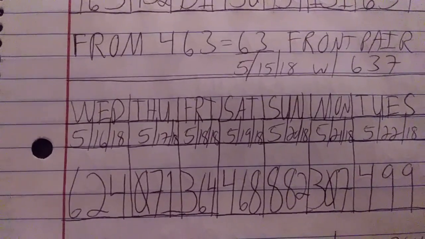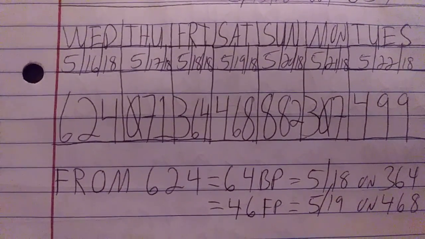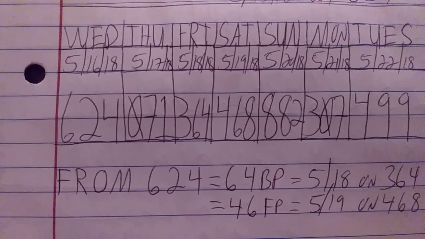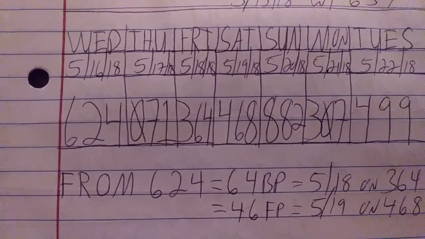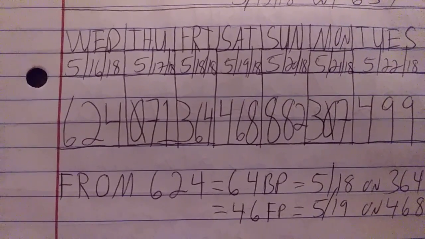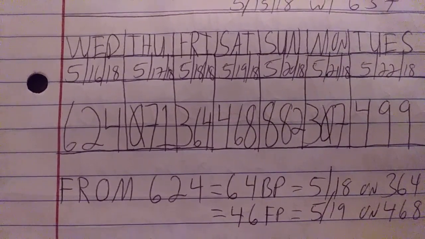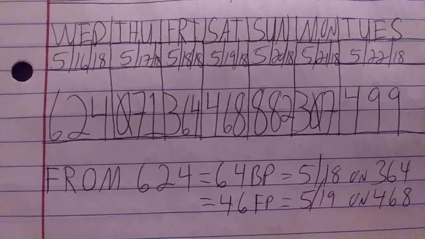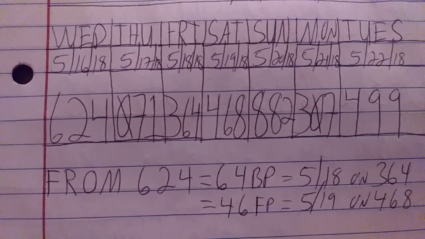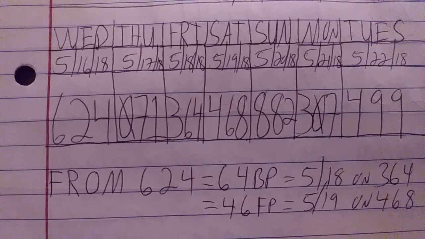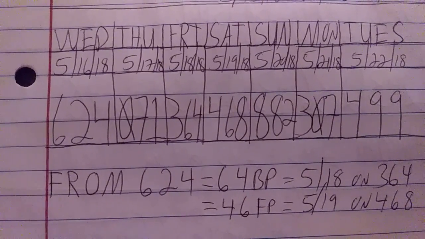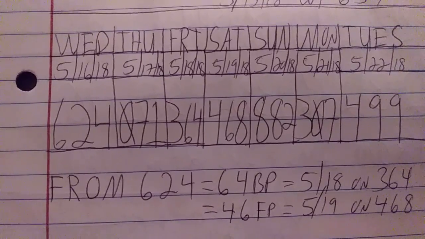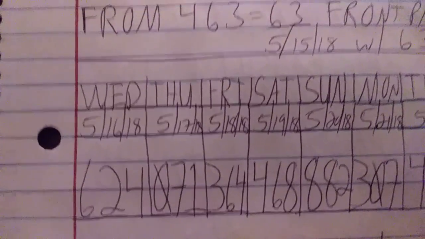If you go to the next week, on May 16th, you had 6-2-4 hit, so you're looking for a 6-2 pair, a 2-4 pair, a 4-6 pair, and a 4-2 pair. This week you had a 6-4 back pair on May 18th with 3-6-4. And on May 19th you had a 4-6-8 fall, so you had a 4-6 front pair. Okay, and then I'm going to show you a couple more examples.